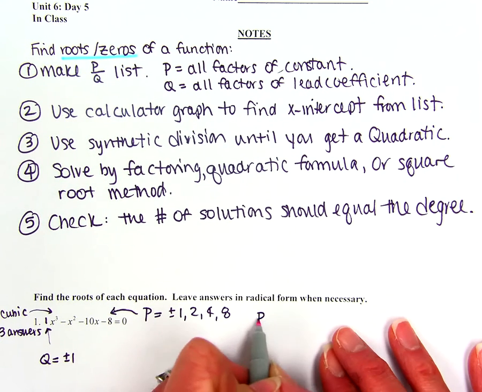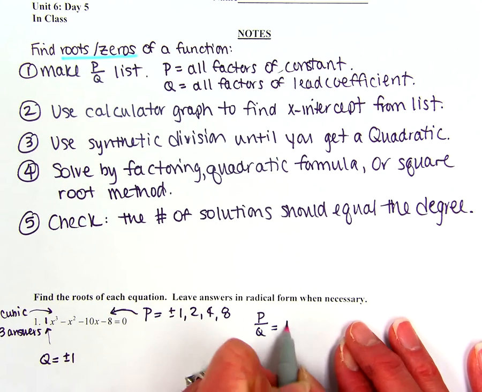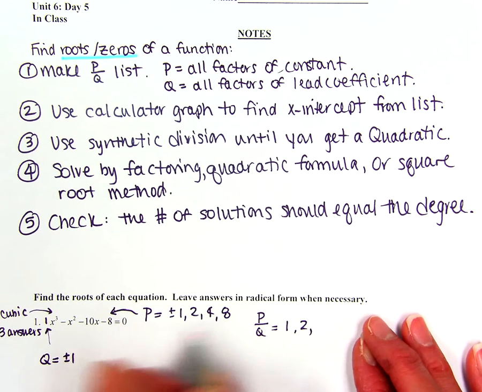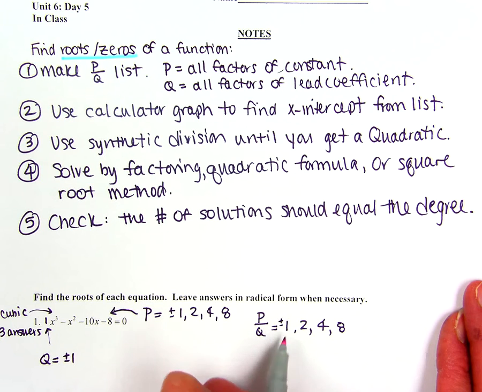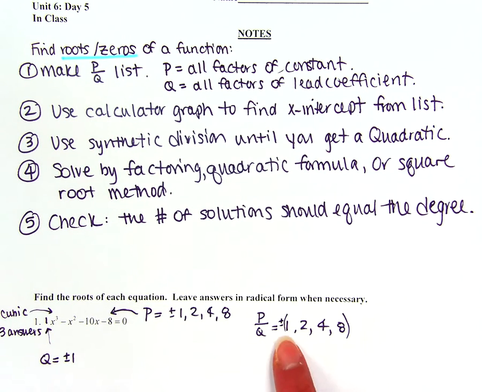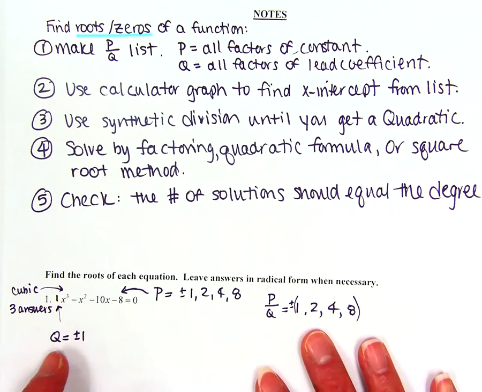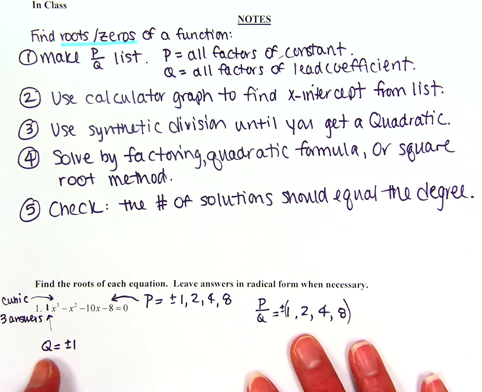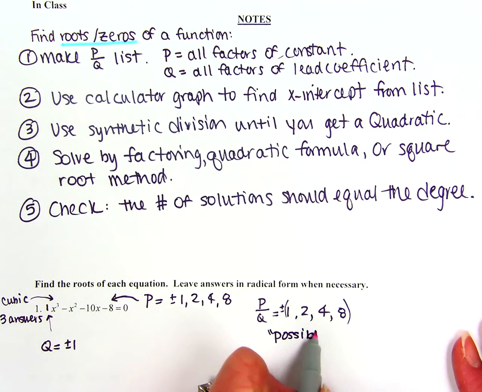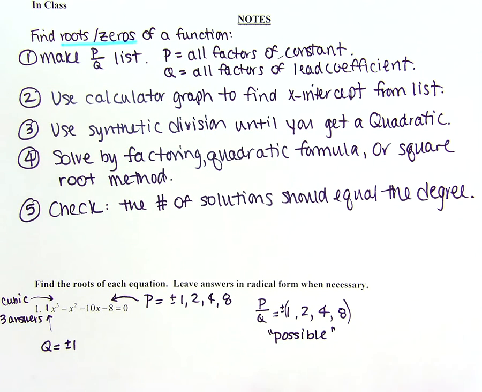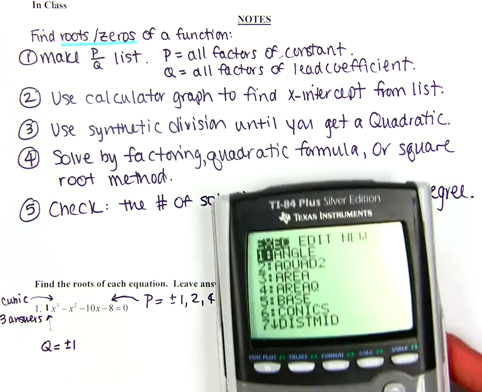Alright, so my p's over q's is 1 over 1, 2 over 1, 4 over 1, and 8 over 1. And any of these can be positive or negative. Alright, so this would tell me that there's 1, 2, 3, 4 positives and 4 negatives. But I know that there can't possibly be 8 answers because it's a cubic equation and therefore it can only have 3 solutions. So I know these are just my possible solutions and they're not really my actual solutions. So to find my actual solutions, I'm going to use my calculator to help me at least get started.